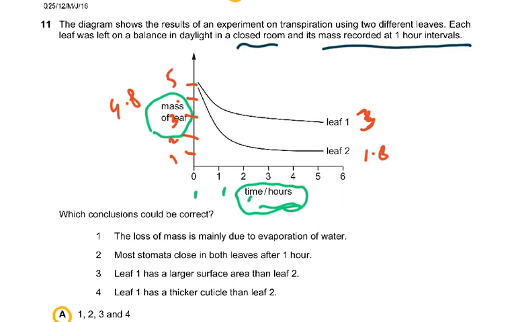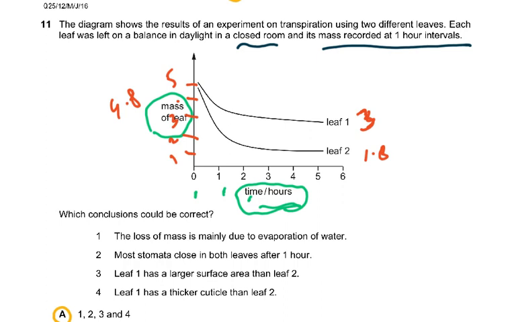So leaf 1 lost 2 grams, leaf 2 lost about 2 grams, more than one, nearly 3 grams. Which conclusions could be correct? So always do this, when you read a question, put some numbers on the x-axis and the y-axis if there are no numbers on it. Which conclusions could be correct?